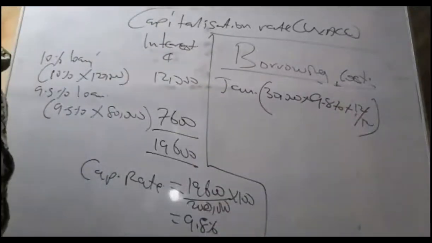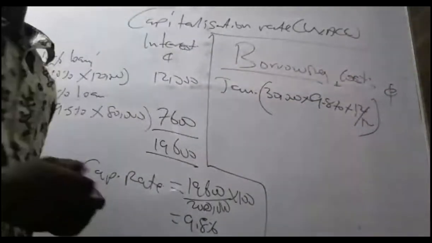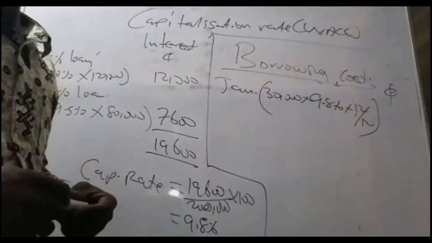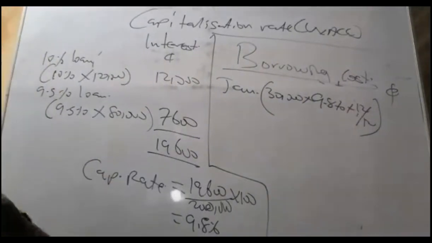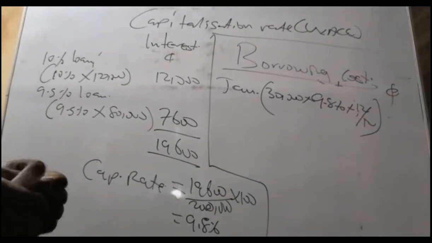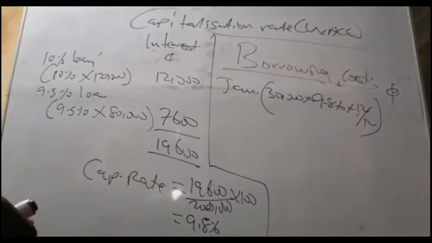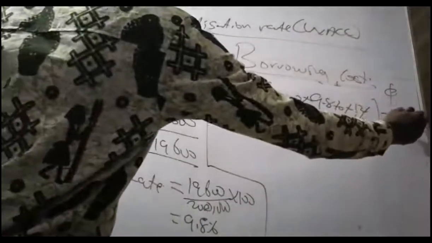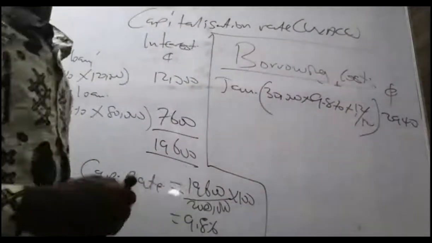How do we get it? So that will give us the answer. 30,000 times 9.8%, 2,940. So let's go to October.